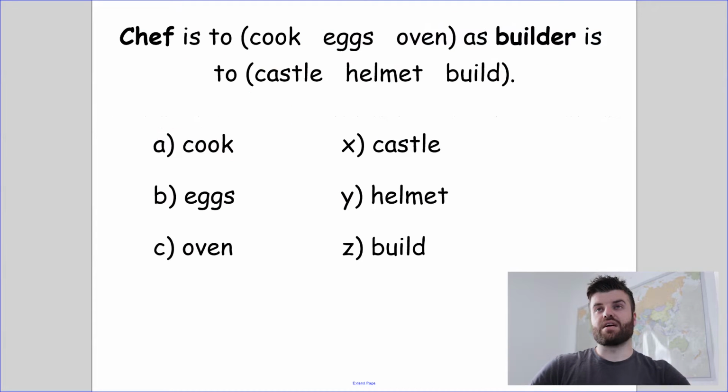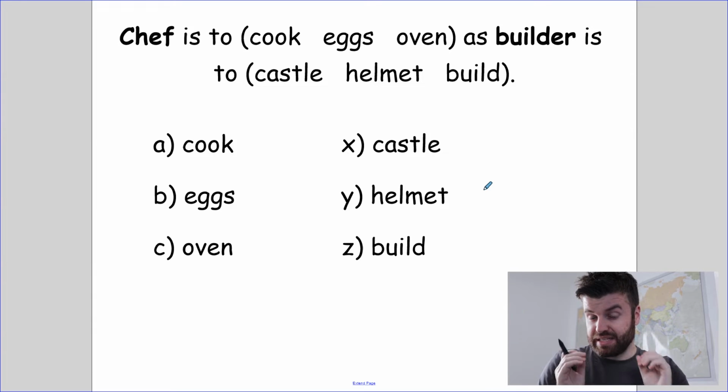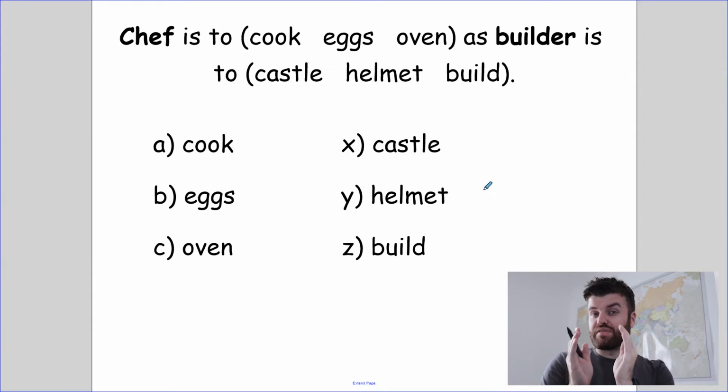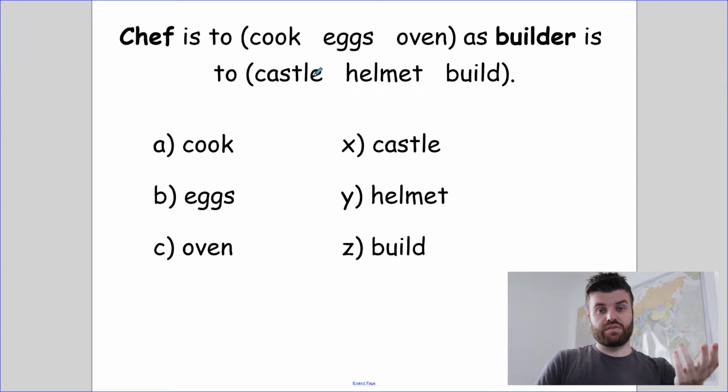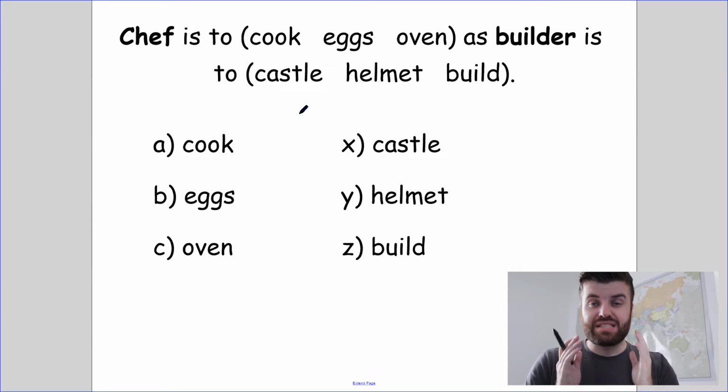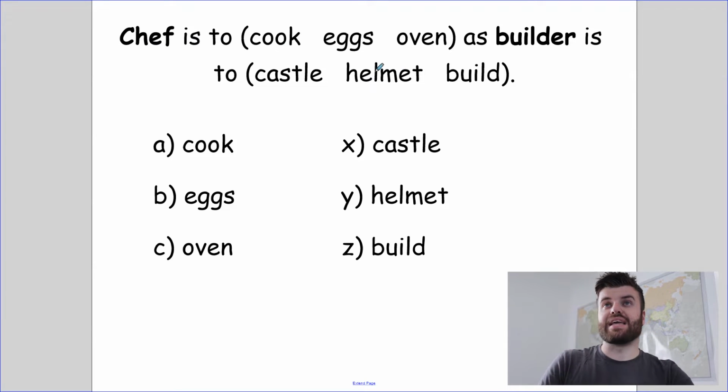Right, moving on. Next up, we have this. It's sentence completion. How do these words go together? We've actually got a video that details this in much more detail. So if you do get stuck, have a look at that on our YouTube channel. Chef is to cook, eggs and oven. As builder is to castle, helmet and build. Well, we need to complete this sentence in the best possible way. A chef cooks. That's what a chef does.